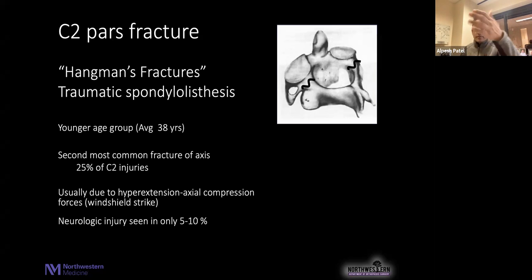So it was often described as a windshield strike. If somebody comes in and they've struck their head hard against the windshield, maybe that's a risk for a C2 fracture. Again, neurological injury is not entirely unheard of, but really rare, because again, this is a canal expanding lesion.